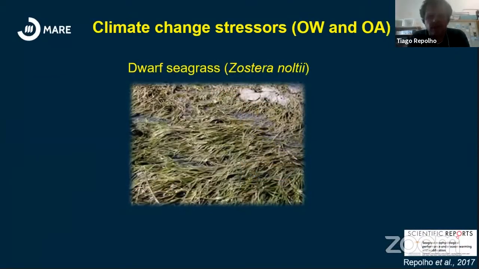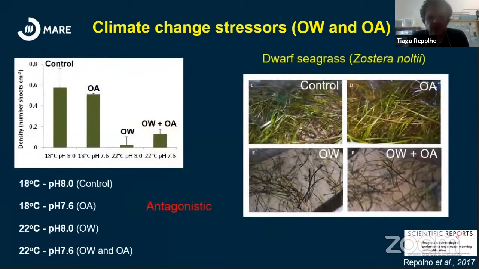I'm just going to give you one small example of a work that we performed here at the lab back in 2017 with the dwarf seagrass. This is an example of an antagonistic effect where we exposed this seagrass to four conditions: control, ocean warming, acidification, and the combination of ocean warming and acidification, using projected scenarios made by the IPCC to 2100.